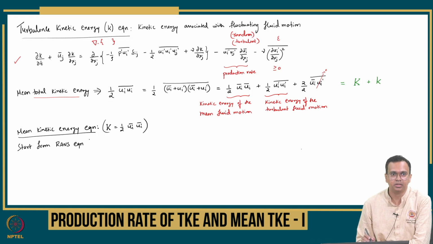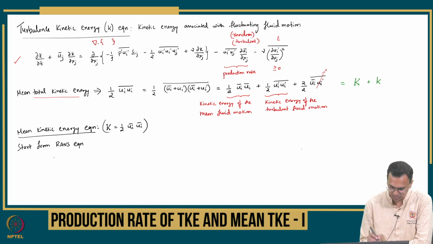The way we derived the turbulent kinetic energy equation is, we took the equation for fluctuating momentum, ui prime, and then multiplied by another fluctuation and averaged, and so on. Since we are starting with the equation for mean kinetic energy, we start with the mean fluid motion, the mean momentum. So RANS is nothing but your mean momentum equation.